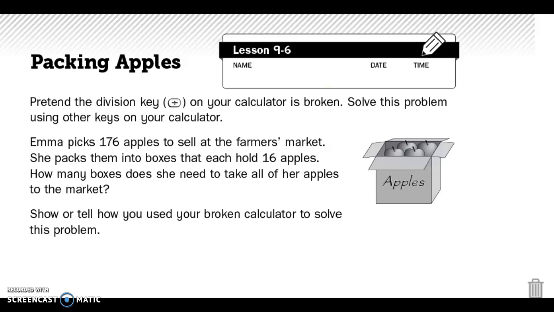All right, hello people. We are continuing lesson 9-6. So right now you need this packing apples worksheet. It is not in your math journal. It's in your packet, page 316.